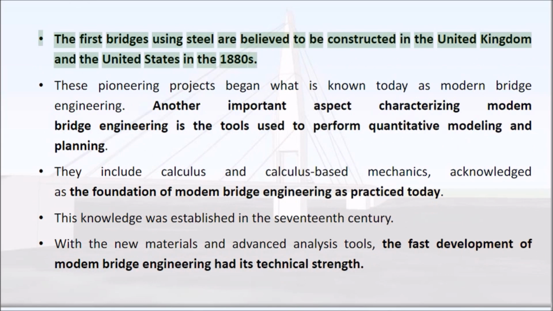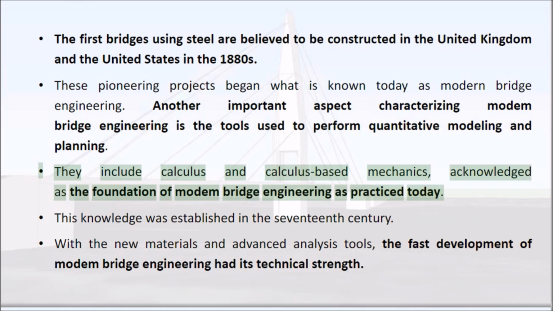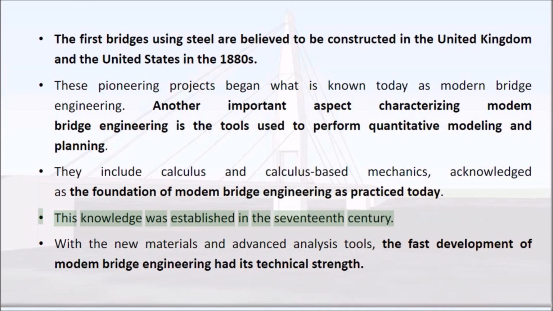The first bridges using steel are believed to have been constructed in the United Kingdom and the United States in the 1880s. These pioneering projects began what is known today as modern bridge engineering. Another important aspect characterizing modern bridge engineering is the tools used to perform quantitative modeling and planning. They include calculus and calculus-based mechanics, acknowledged as the foundation of modern bridge engineering as practiced today. This knowledge was established in the 17th century.